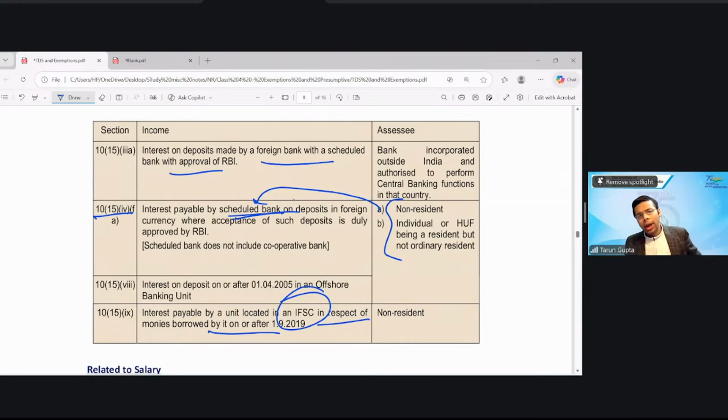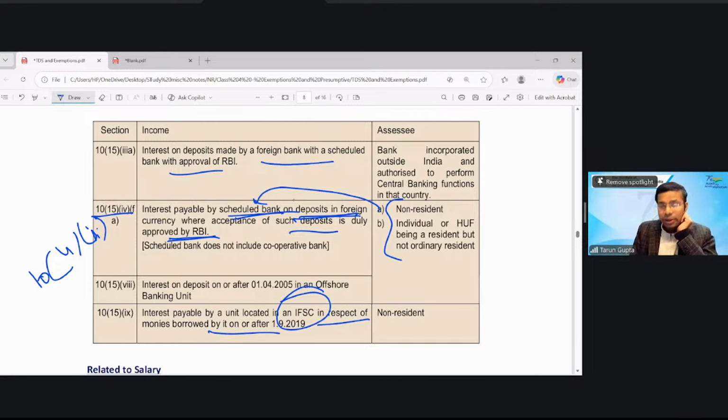Yeah, right. Earlier we discussed section 10(4)(ii), where it says that if the money is deposited in an NRE account, the interest is exempt. Till that time, the NRE account was not there, because it may take time to open the NRE account. If you deposit your money in a foreign currency and the deposits are approved by the RBI, then even if the account is not NRE, still the interest on such deposit can be claimed as exempt under section 10(15).